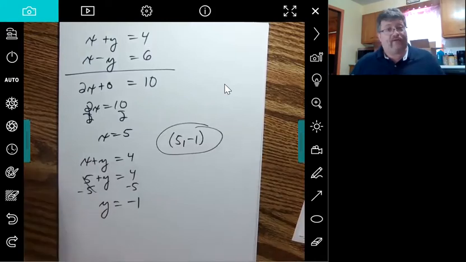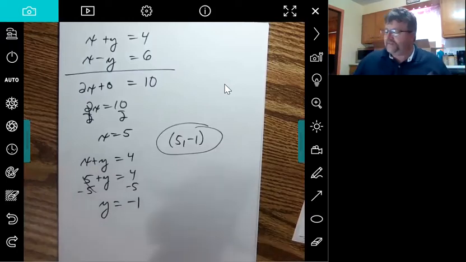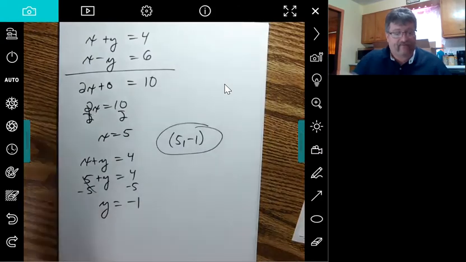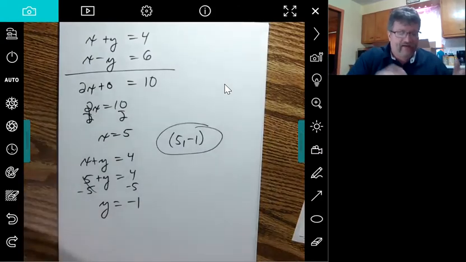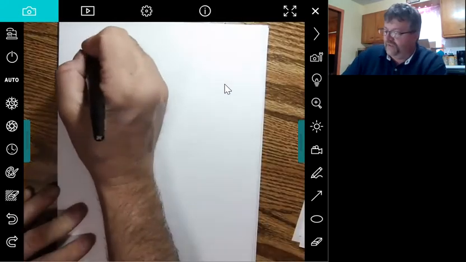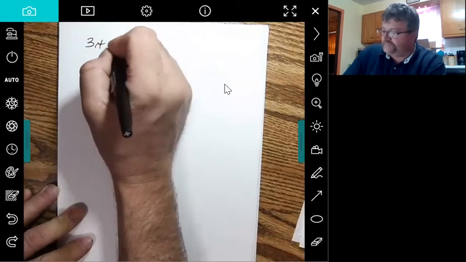Okay, now boy, didn't that look a lot easier? Well, we lucked out because all I had to do was add the two equations and y magically disappeared. If y doesn't magically disappear when I add the two equations, it's no good. Okay, I have to do some manipulations first. Let's look at this one.